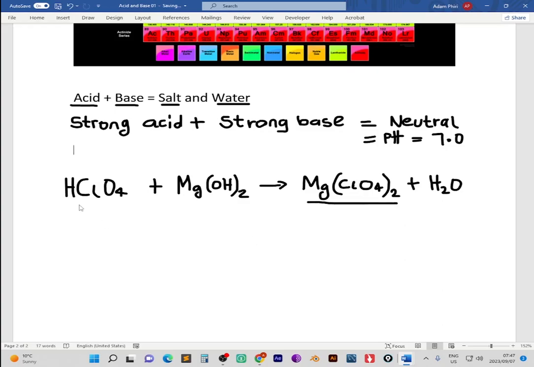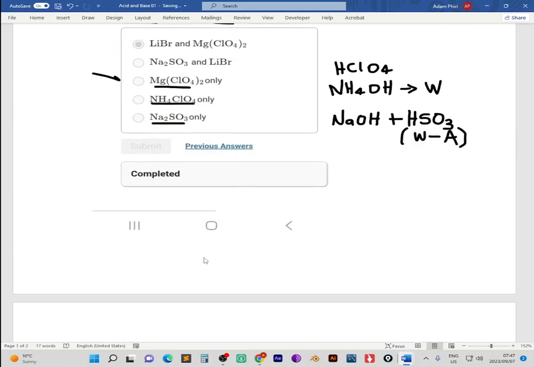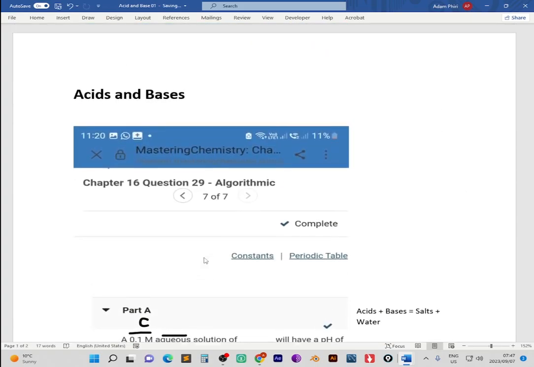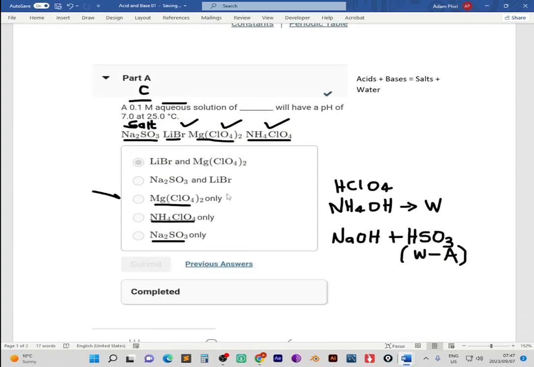So perchloric acid is a strong acid, and that one is also a strong base, and that should give us neutrality. I think in that case it passes. Going back, we know that magnesium perchlorate is part of the solution that would be neutral. So that one is correct.